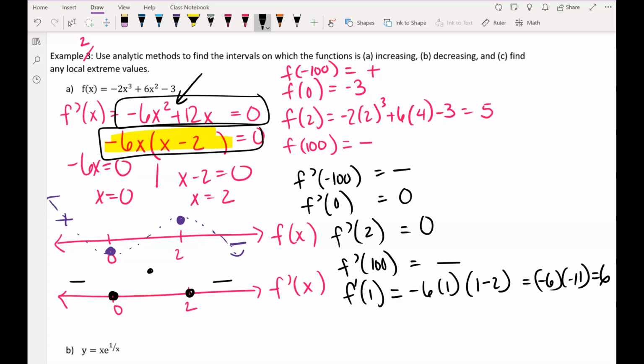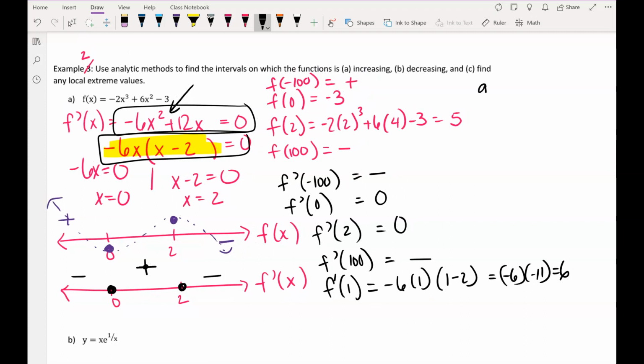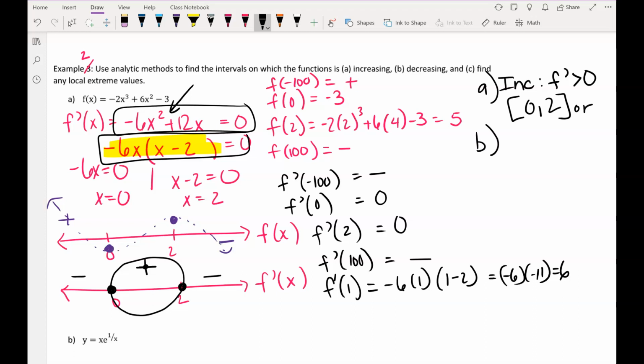So that's positive 6. All right, ready? A, increasing is when the derivative is positive. I have one interval when the derivative is positive. It's from 0 to 2. So the answer is 0 to 2, or if you want to use parentheses, that's okay too. B, decreasing is when the derivative is negative. And I have two intervals, from negative infinity to 0 and then 2 to infinity, just like that.